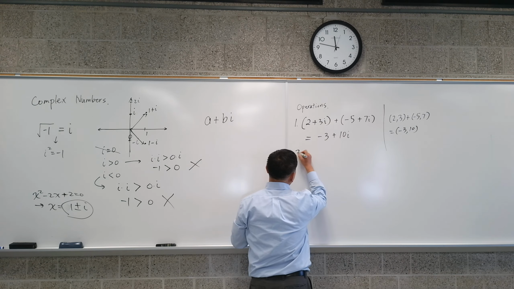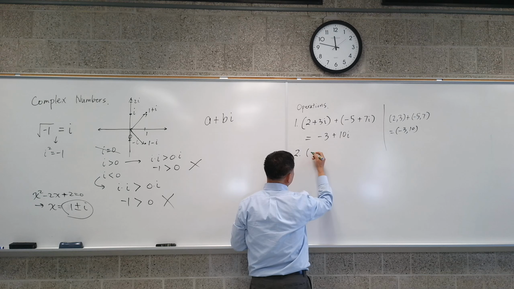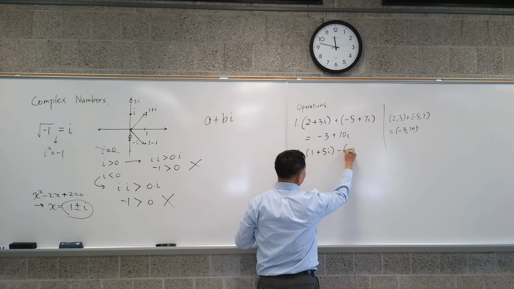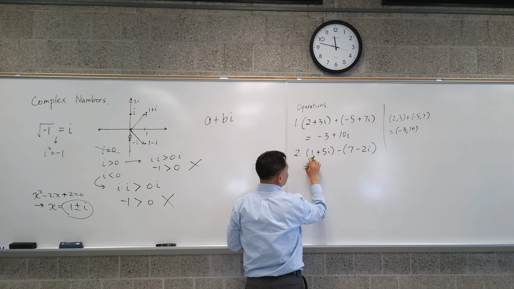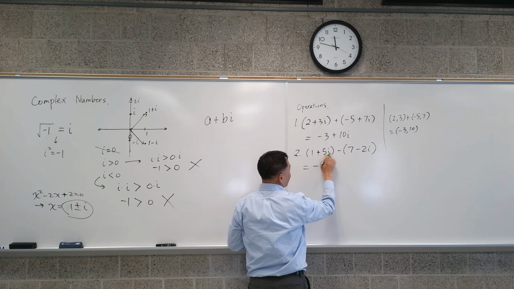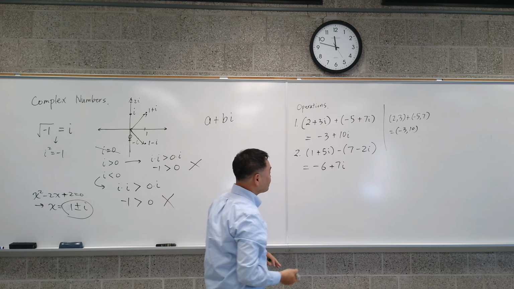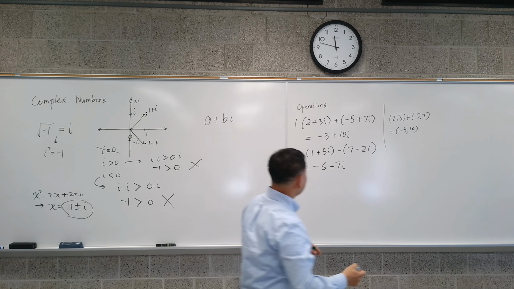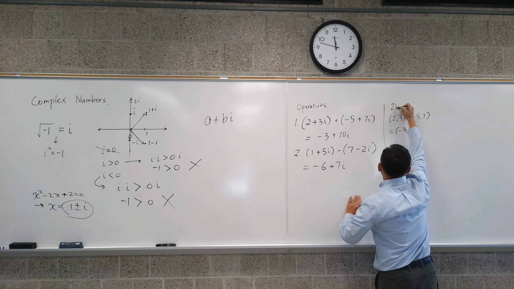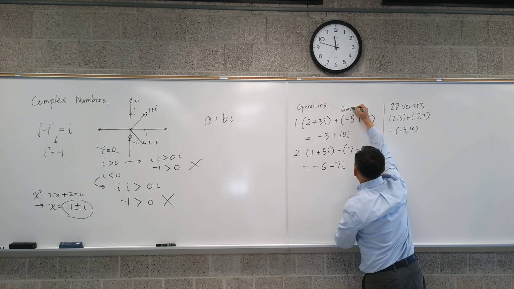Number 2, you can subtract, which is not very different from here, but I'll just write it anyway. So you can have 1 plus 5i minus (7 minus 2i). And this would be 1 minus 7, which is -6. 5 minus -2 would be plus 7i. And you can do the same thing for 2D vectors. So this is 2D vectors. This is complex numbers.